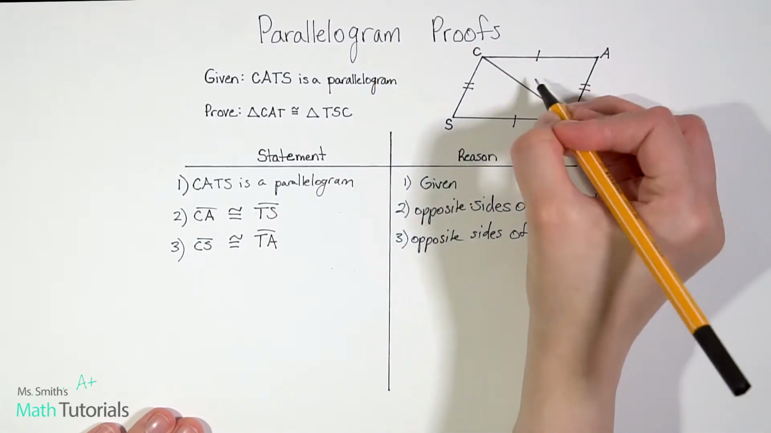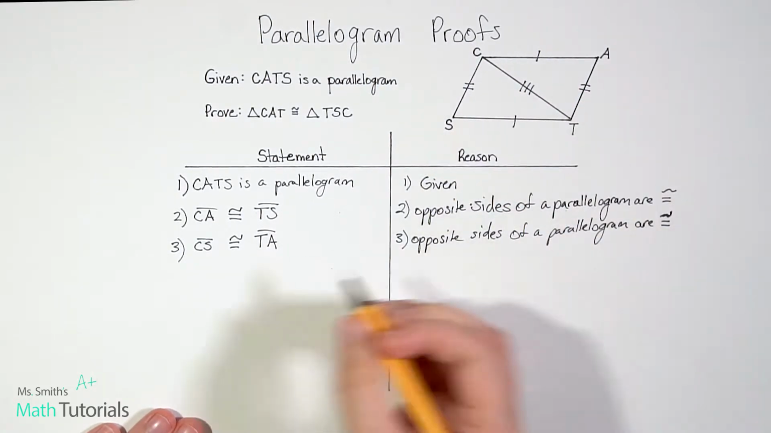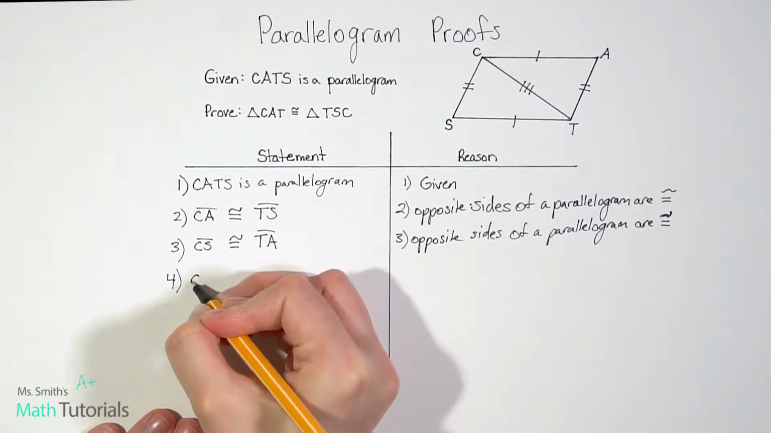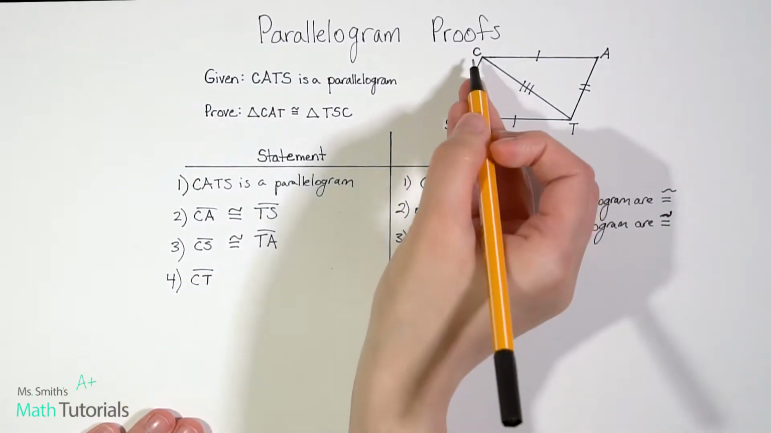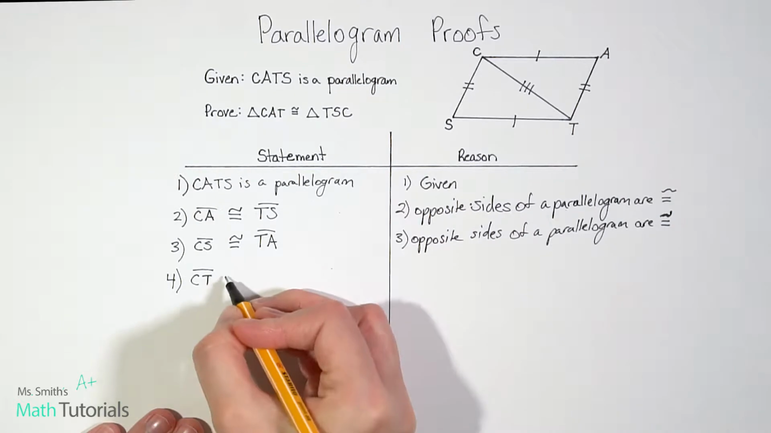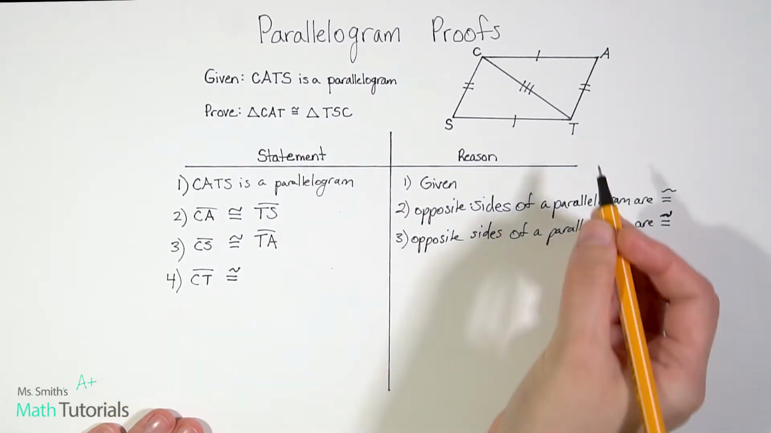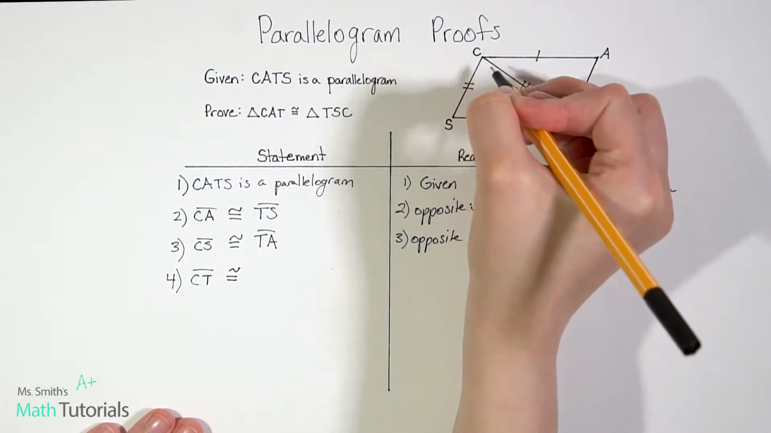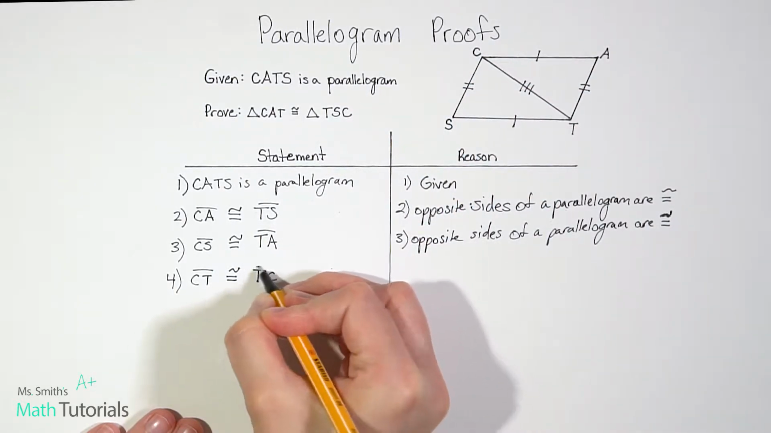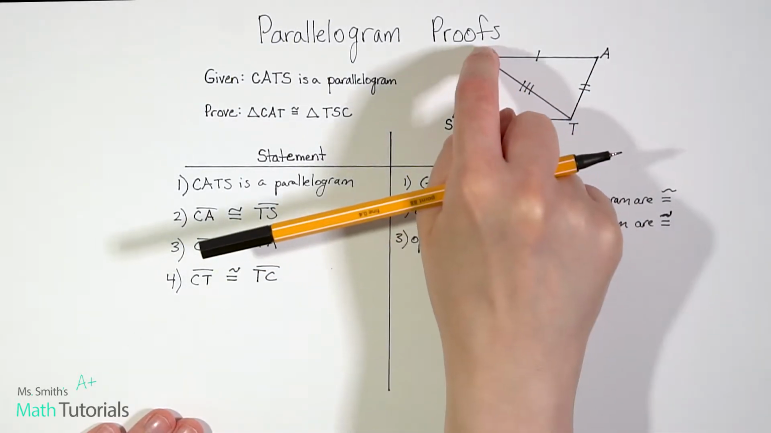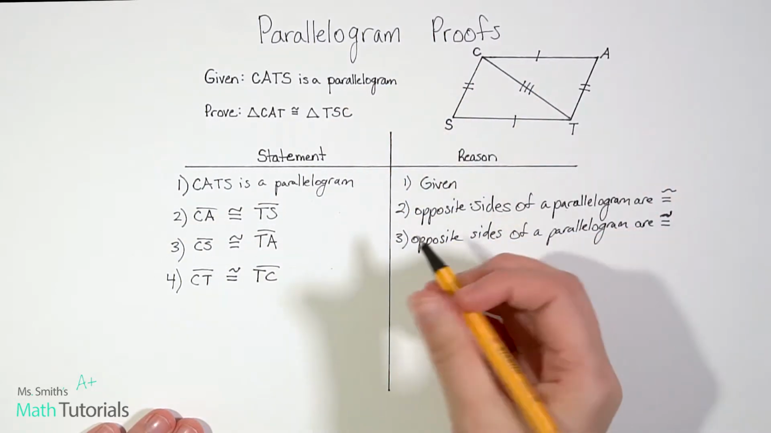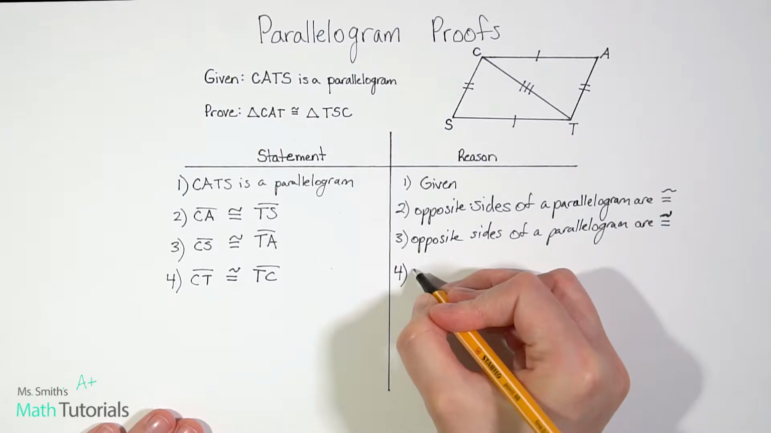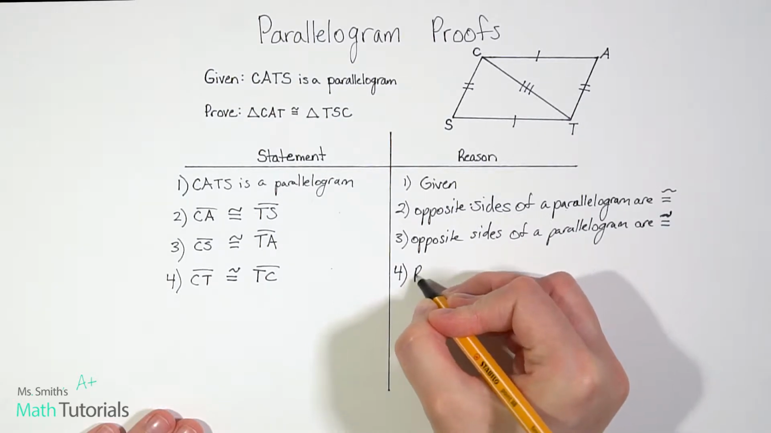So we can say that line CT, so from here to here, is congruent to, and you could either say CT again, or I like to change it up and go TC. That's just personal preference. So this line is congruent to this line. And how do we know that? Well, that's a very special reason that we call the reflexive property.